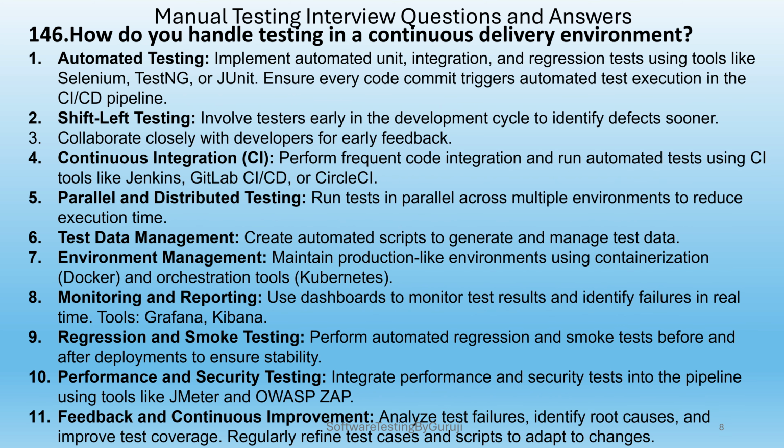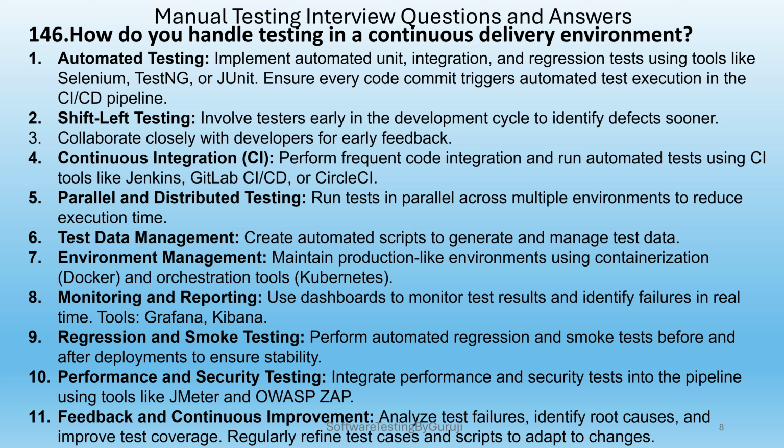First, automation testing. Implement automated unit, integration and regression test using tools like Selenium, TestNG or JUnit. Ensure every code commit triggers automated test execution in the CI/CD pipeline. Second, shift left testing. Involve tester early in the development cycle to identify defects sooner. Collaborate closely with the developers for easy feedback.